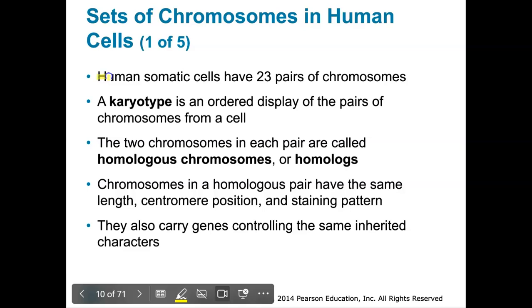So, human somatic cells. Remember, somatic cells are body cells. They're going to be all the cells that are not sperm and egg. All of our human somatic cells have 23 pairs of chromosomes, and 23 pairs, of course, is 46. We can see all 46 chromosomes in a photograph called a karyotype, because you can see them under the light microscope and you can take a picture of them.